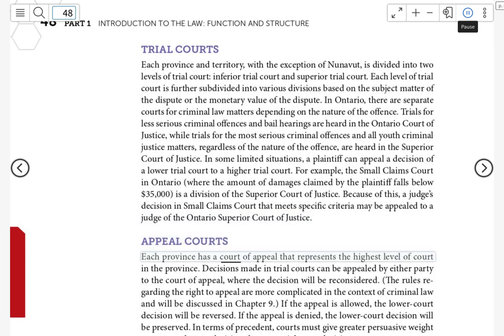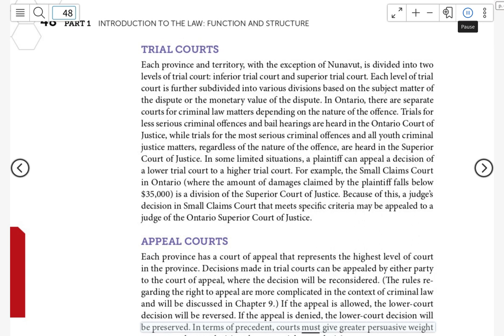Appeal courts. Each province has a court of appeal that represents the highest level of court in the province. Decisions made in trial courts can be appealed by either party to the Court of Appeal, where the decision will be reconsidered. The rules regarding the right to appeal are more complicated in the context of criminal law and will be discussed in Chapter 9. If the appeal is allowed, the lower court decision will be reversed. If the appeal is denied, the lower court decision will be preserved.